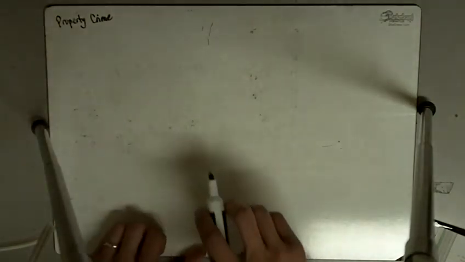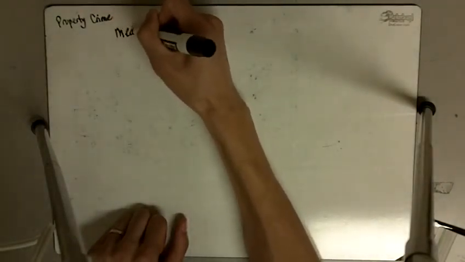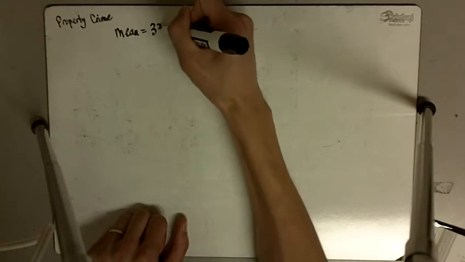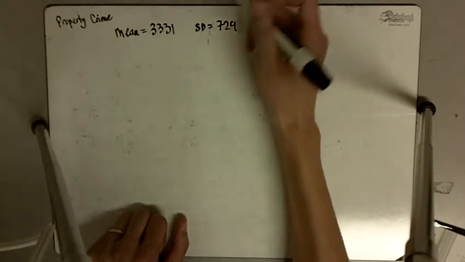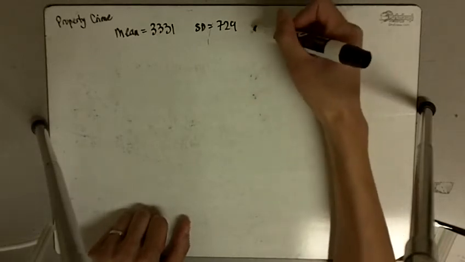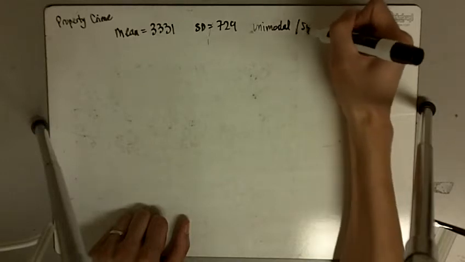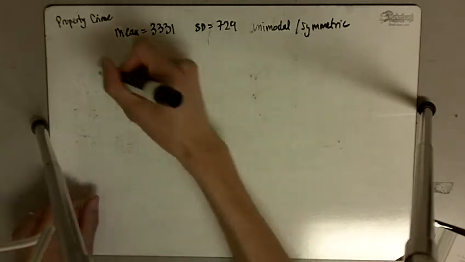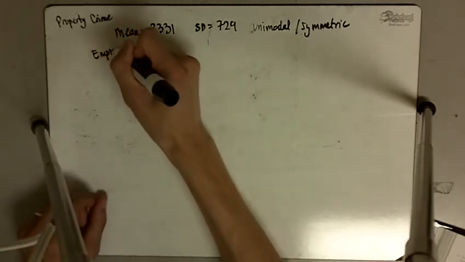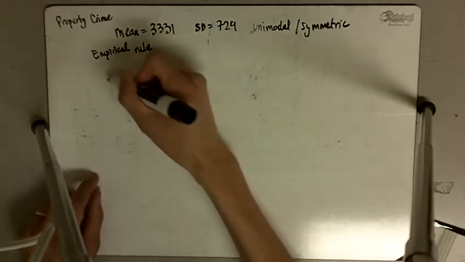Alright, so here it says the mean property crime rate for 24 states was 3331. So this is the property crime rate, and the standard deviation was 729. Okay, and again, unimodal and symmetric. So again, we can follow the empirical rule. And this time it's just working backwards, okay?